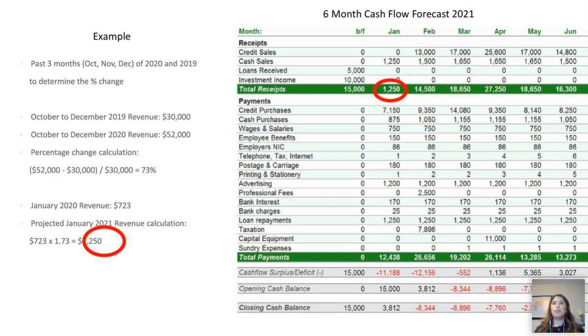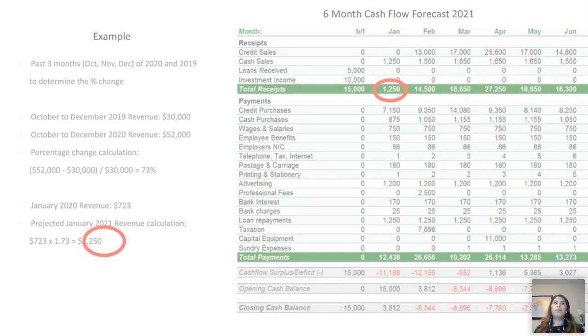Any cash in items. So you have loans received, if you expect to receive investment income. Another thing that I see is that you're actually contributing to your business. That would be another cash in item. And then you want to forecast your cash out, right? So you want your overhead costs and your direct costs. You want to project that for the following months. And you would do that down here under the payments section.